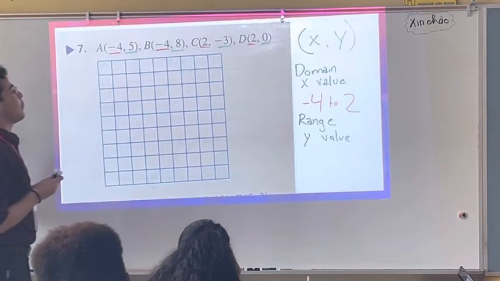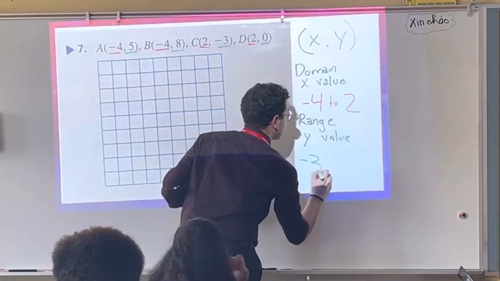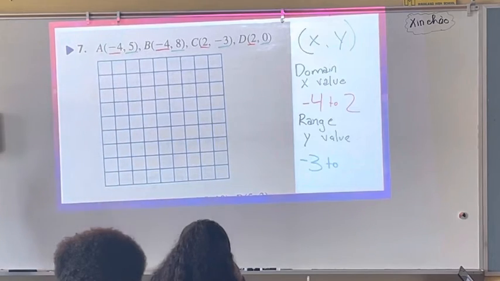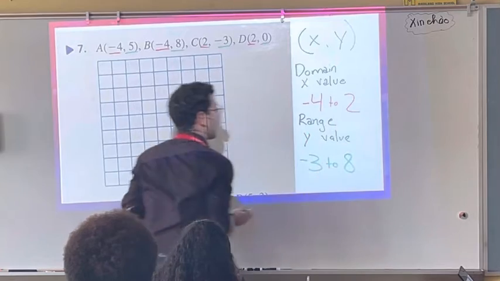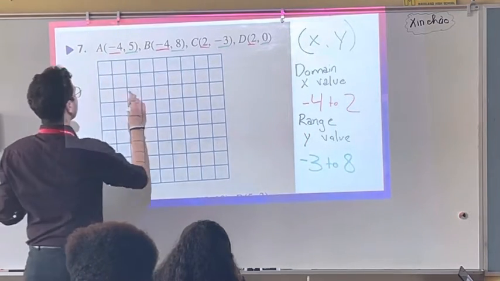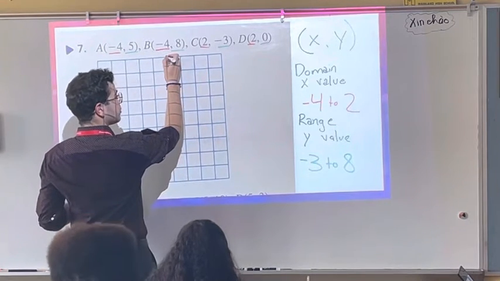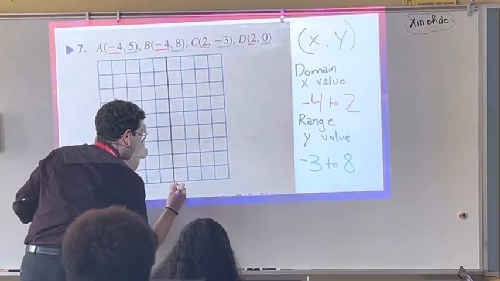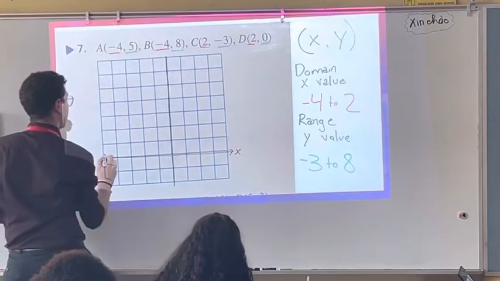What is the lowest y value that we see? -3 and 0. -3 is lower than 0, so that's the lowest one. What's the highest y value that we see? 8. So the range is from -3 to 8. That's going to help us draw our coordinate plane.